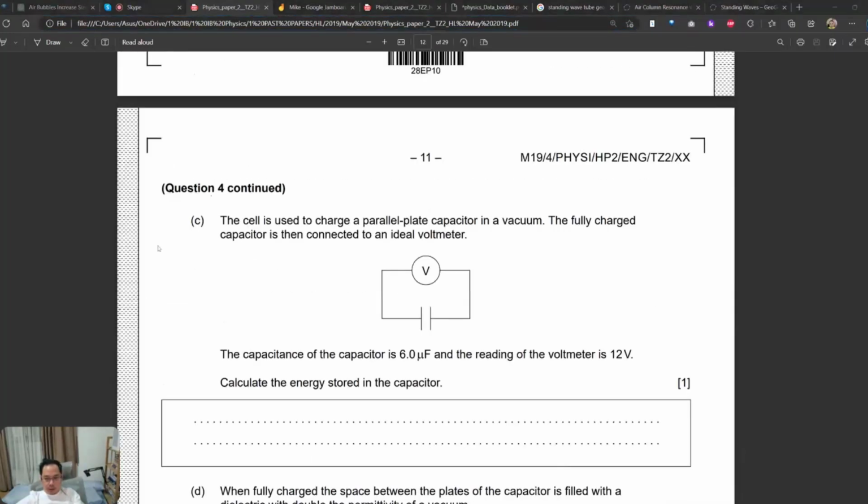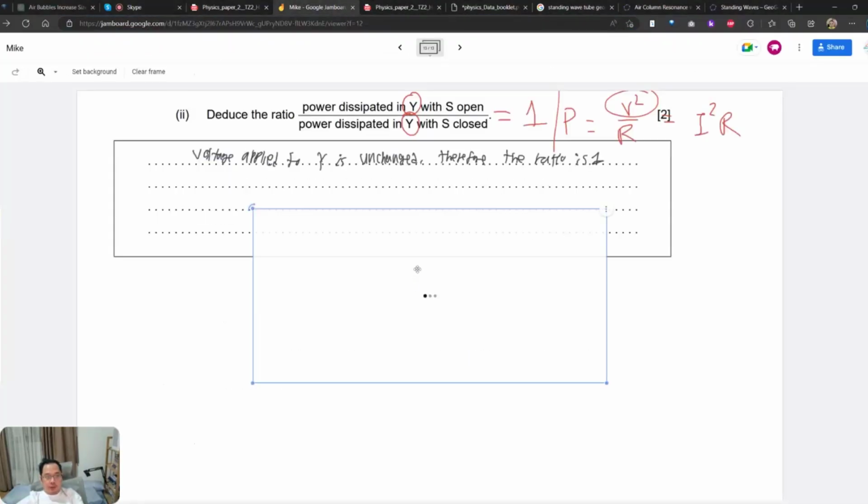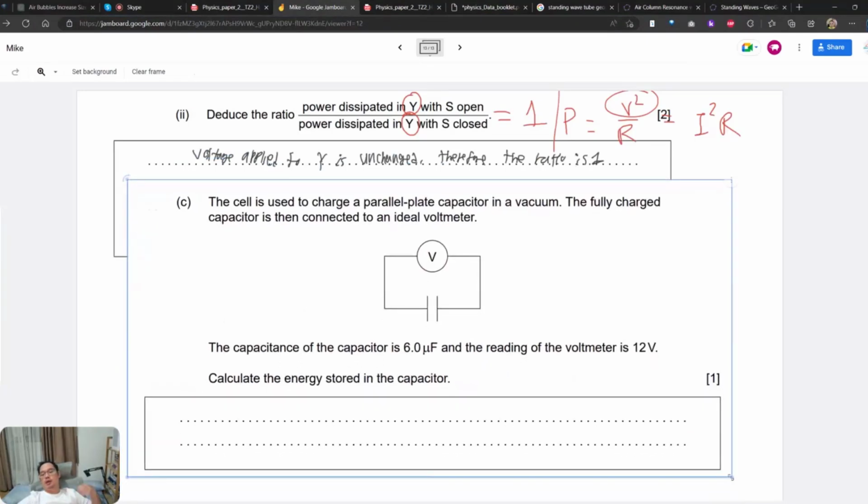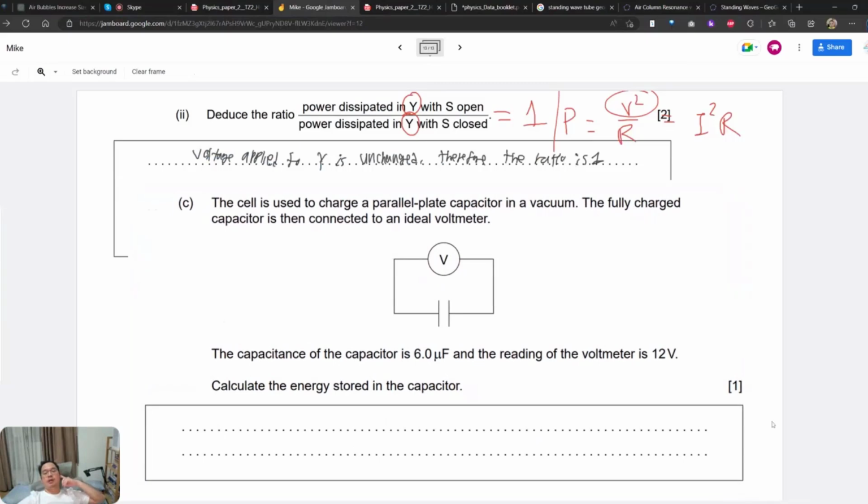Next one, C3 here. The cell is used to charge a parallel plate capacitor in vacuum. The fully charged capacitor is then connected to an ideal voltmeter. The capacitance of the capacitor is 6 microfarad, and the reading is 12 volt. Calculate energy stored in the capacitor. You can check the formula of energy in a capacitor, which is 1/2 CV squared. C is the capacitance here, and V is 12.